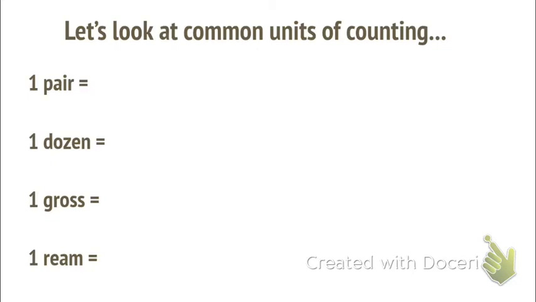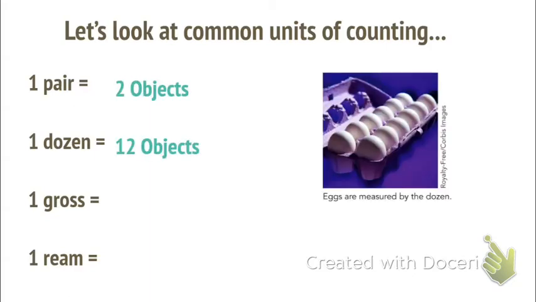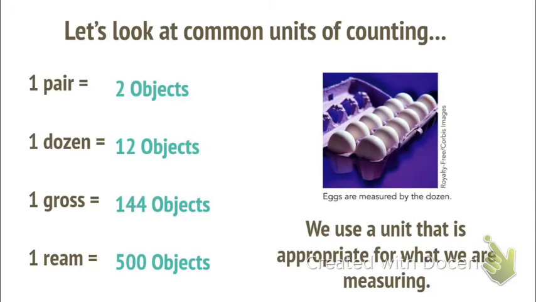Now, if I asked you how many objects are in a pair, we would know that there are 2 objects. If I asked you how many are in a dozen, we know that there would be 12 objects. A gross is 144, and a ream of paper is going to be 500 objects, or 500 pieces of paper. Now, the reason why we use these little units, these kind of non-scientific units, is because they're appropriate for whatever we're measuring.